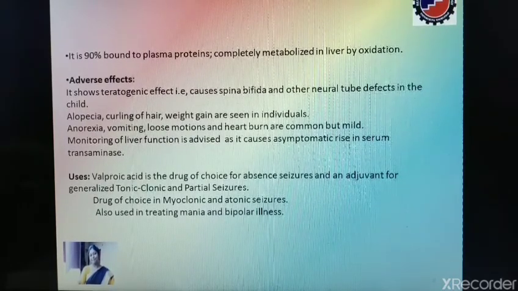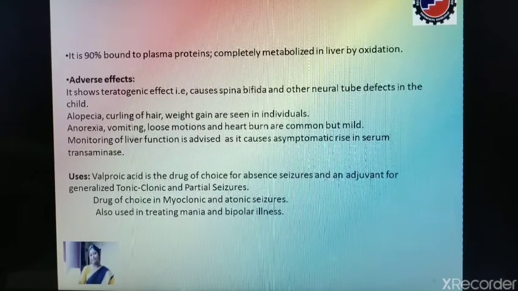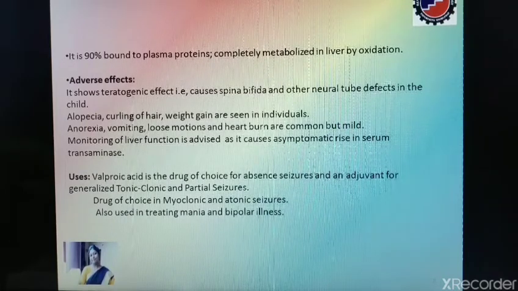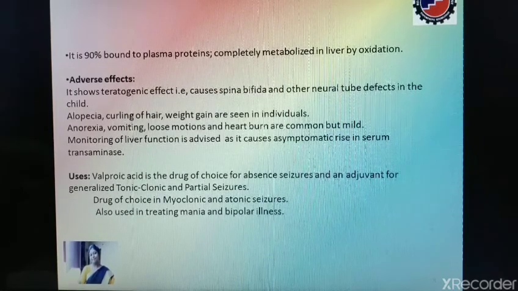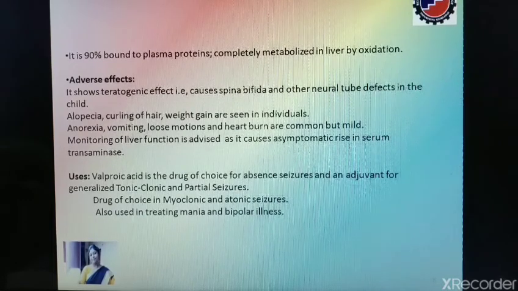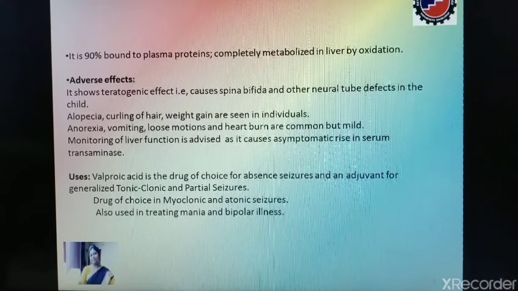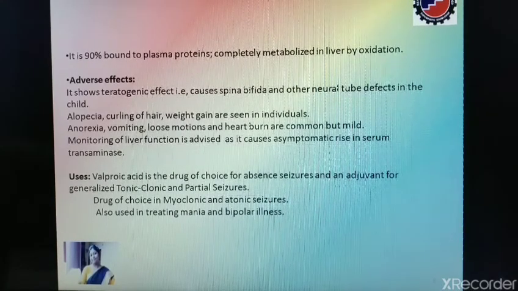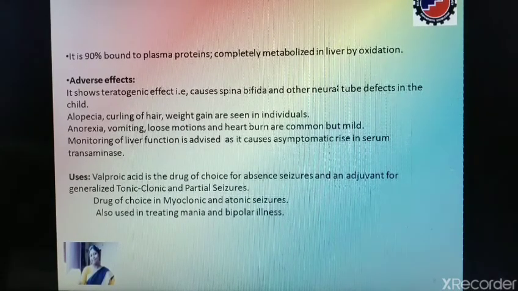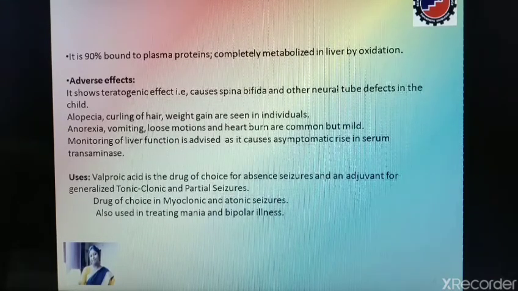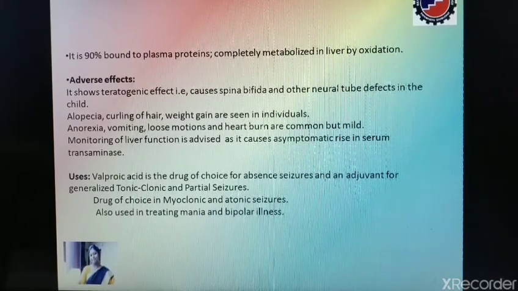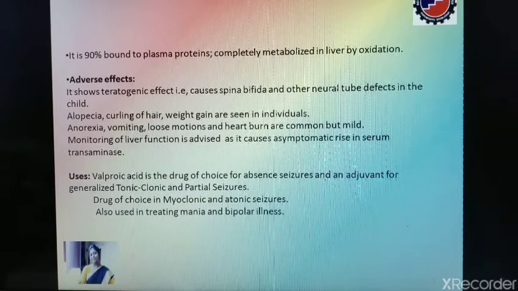Now, the adverse effects include a teratogenic effect, that is, it causes spina bifida and other neural tube defects in the children. Alopecia, curling of hair, and weight gain are seen in certain individuals. Anorexia, vomiting, and heartburn are common but mild. Monitoring of liver function is advised because it causes an asymptomatic rise in serum transaminase.